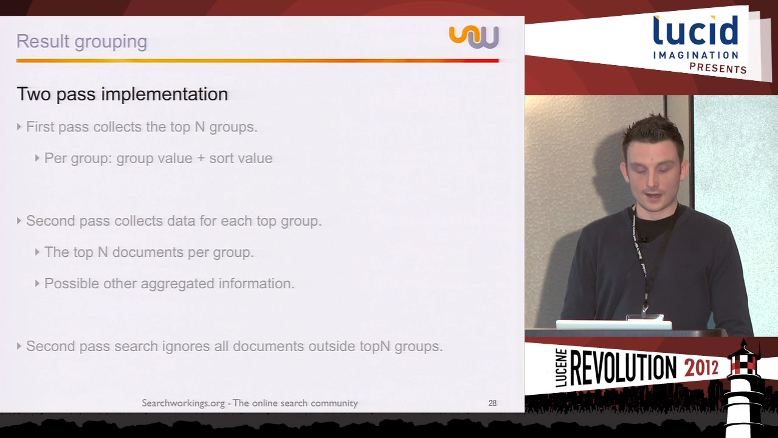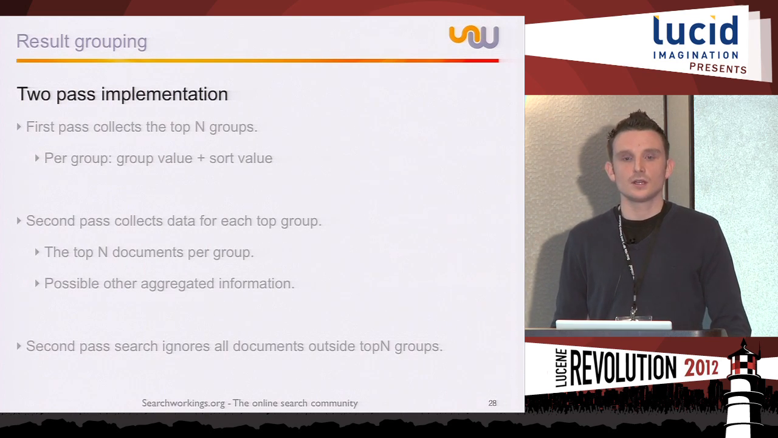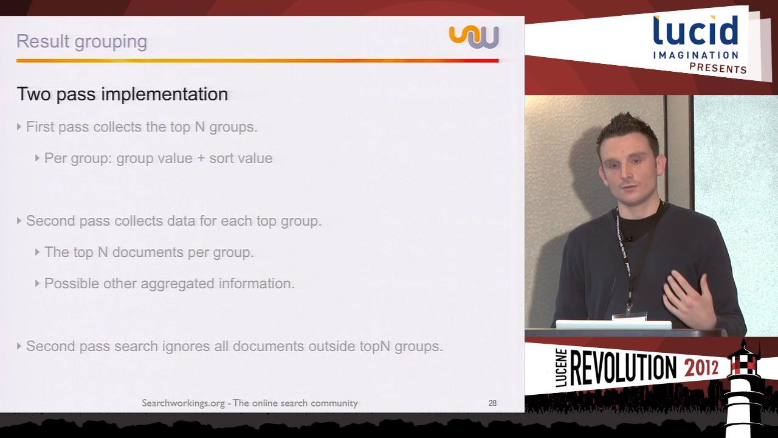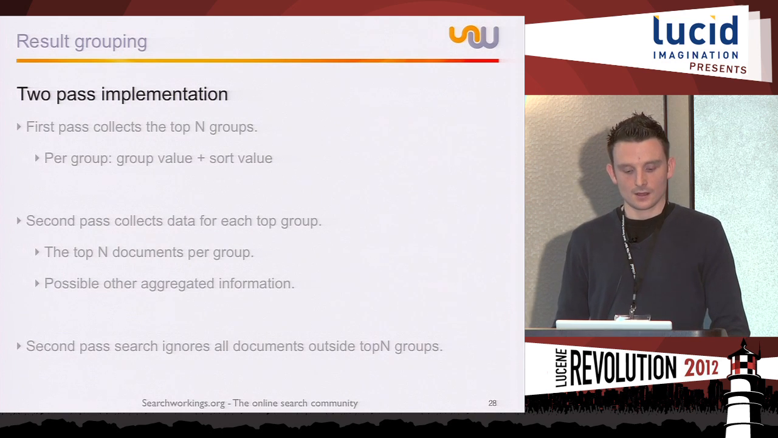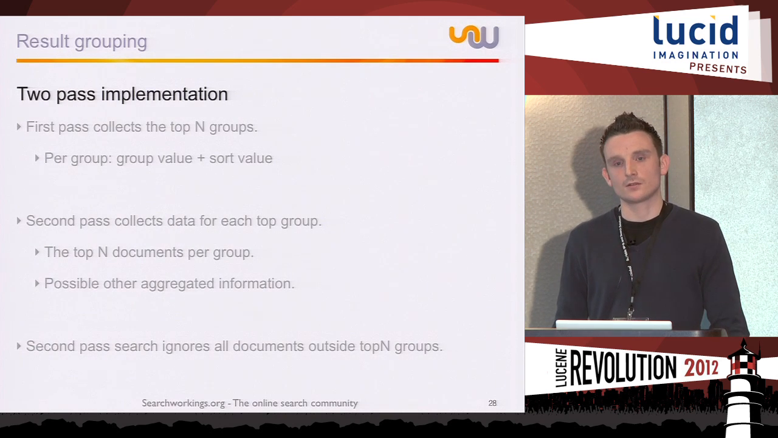So you have two searches. The first search basically collects the top groups. Per group, a group value plus sort value is collected. Then in the second phase, the same query is executed, but it collects the documents inside those top groups, for example, the most relevant three documents or some aggregated information. The first pass search is the most expensive search. The second pass is relatively cheap because it only collects documents for the top N groups.